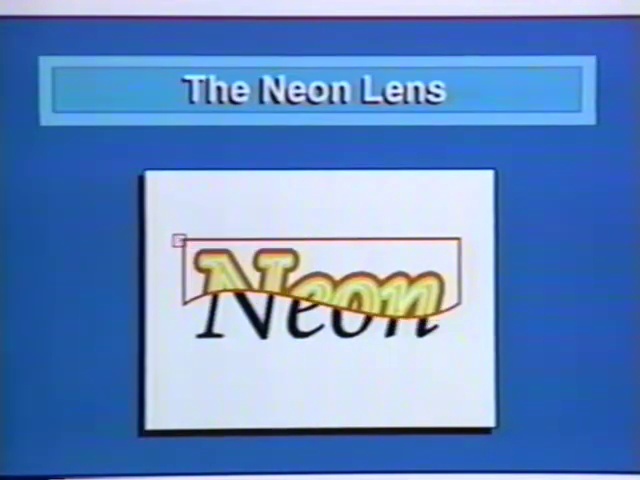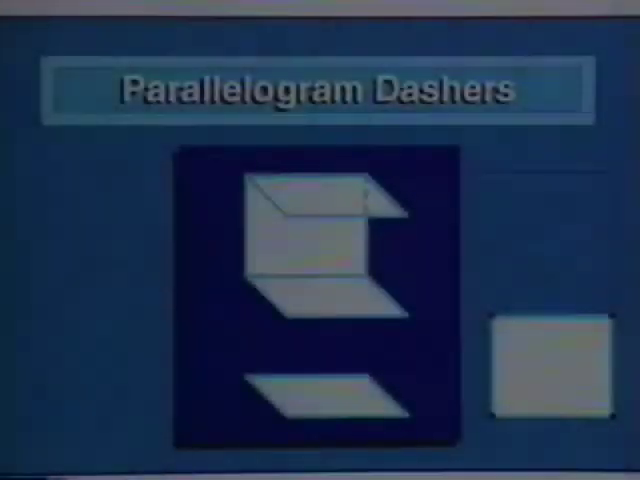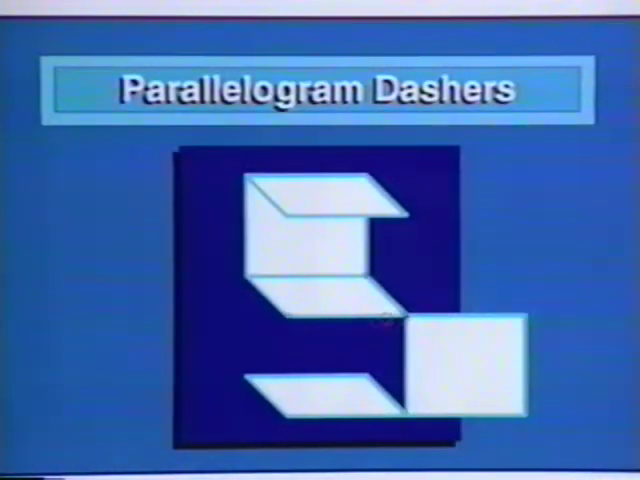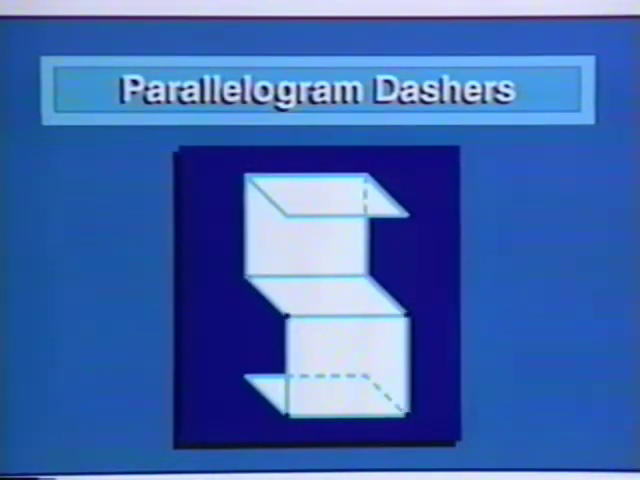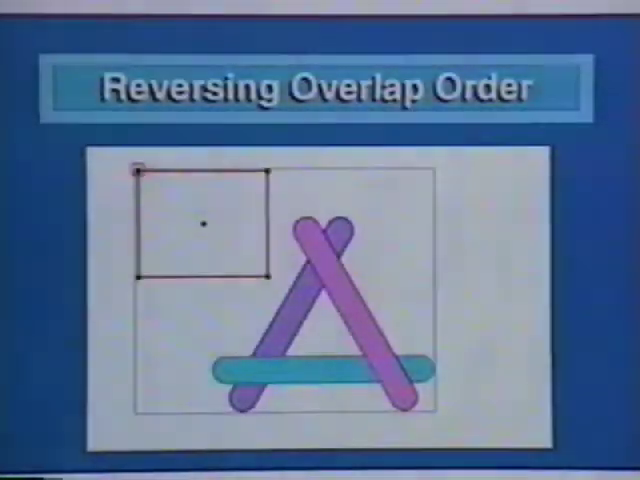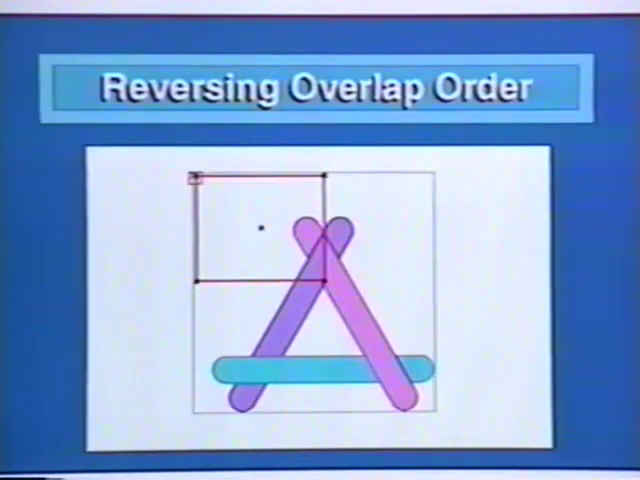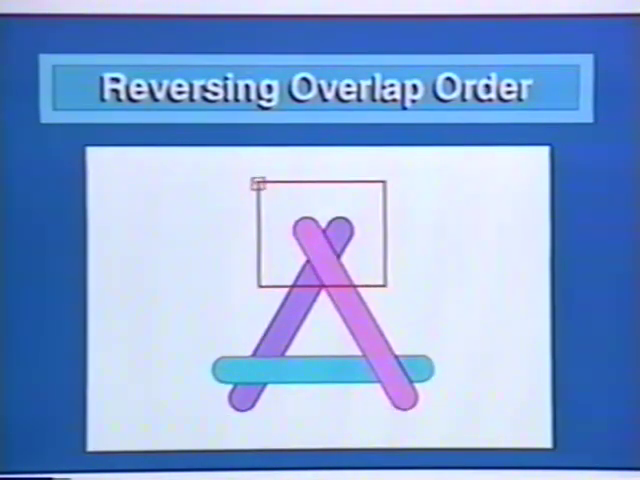This shape contains a lens that produces a glowing look to lines underneath. Each shape in this picture is a lens that dashes any lines that pass underneath it, resulting in a three-dimensional effect. The rectangle in this picture is a lens that reverses the display order of objects seen through it.